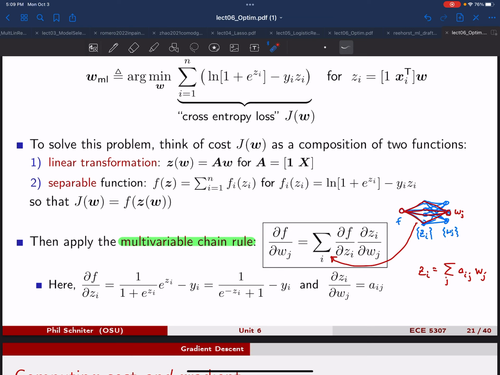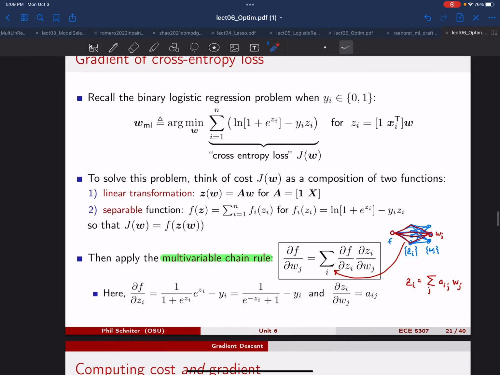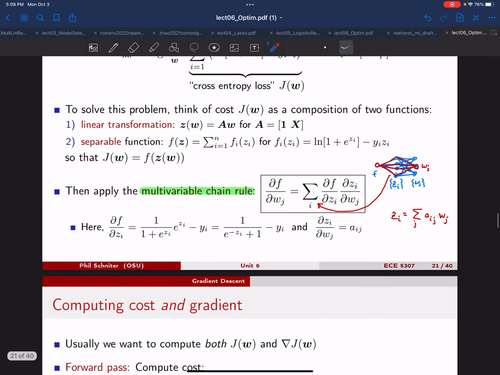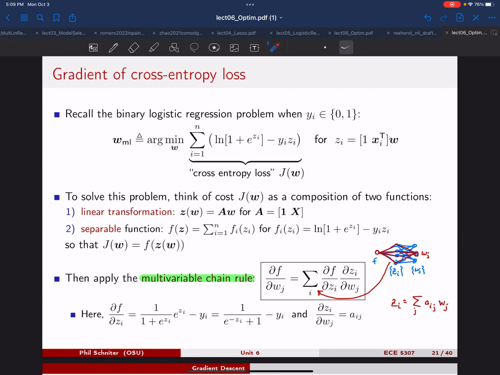Okay, so we can go through some more details about how we implement this next time, but this is basically the math behind it. After this, it's just looking at implementation.